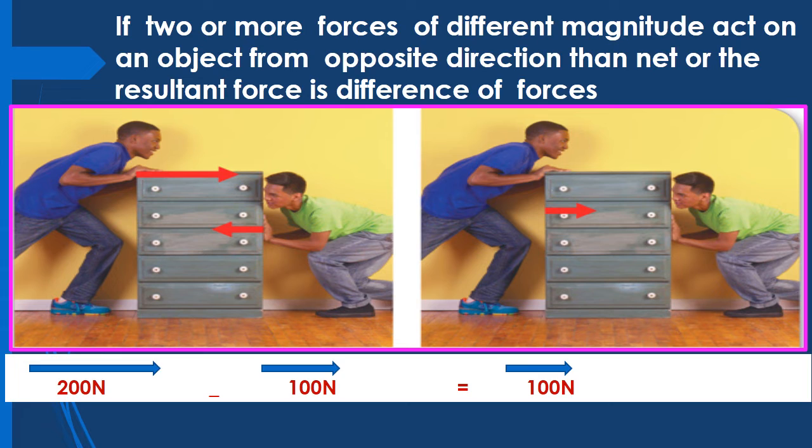So the resultant force with which the object is going to move is 200 minus 100, which gives 100 Newton, and the object will move towards the right, as the one pushing towards the right has a higher magnitude. Right?